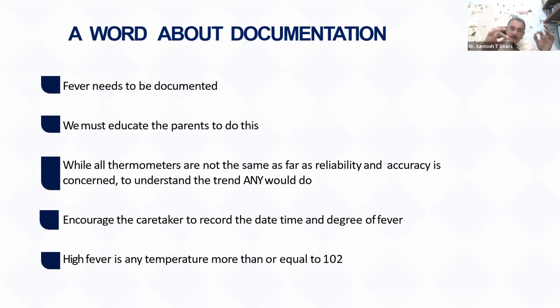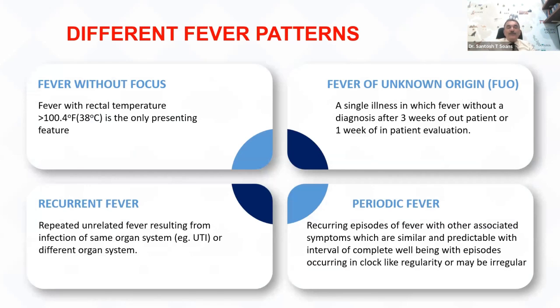So it is very important to tell them to buy a digital thermometer, and educate the parents regarding how to take the temperature. Encourage the caregiver to record the time and degree of temperature. And you should insist that, don't worry, fever of 100, 101 is okay. Only if it is more than 102, then we need to worry.